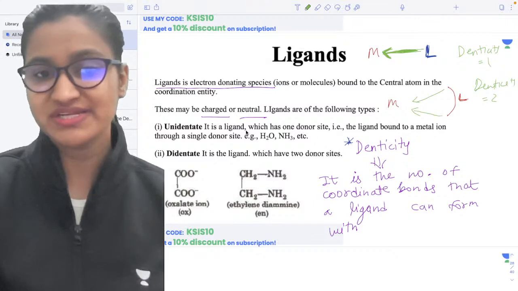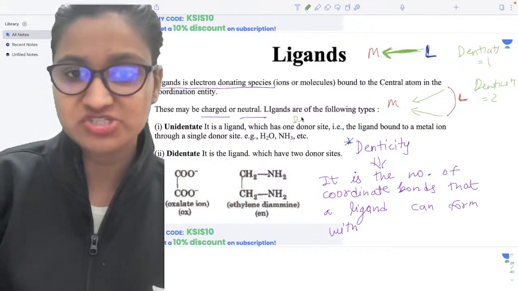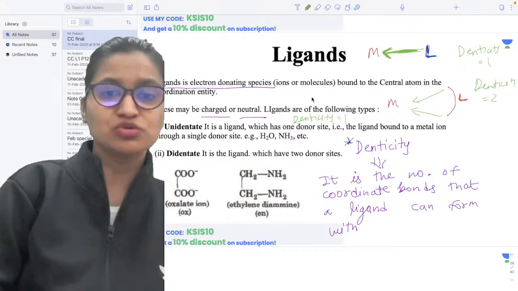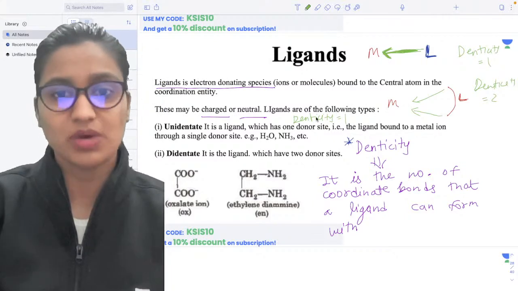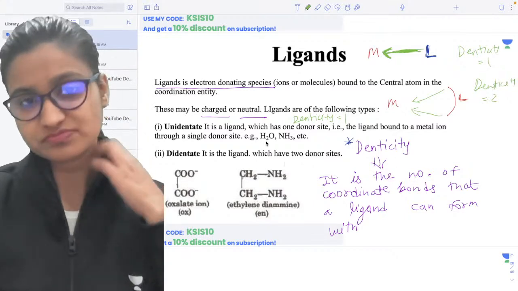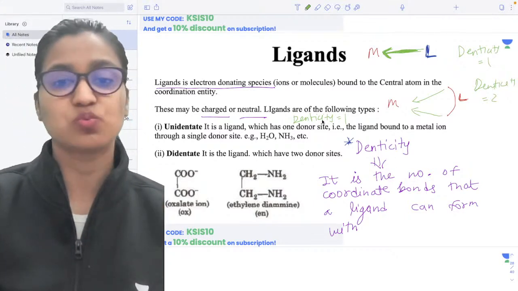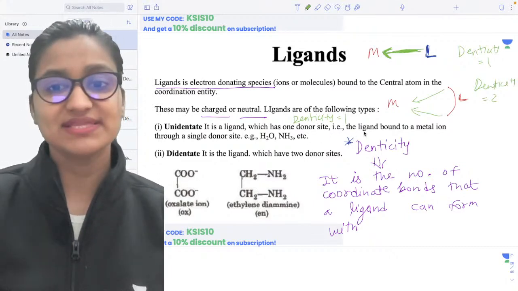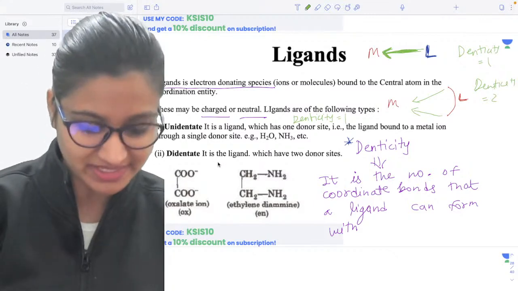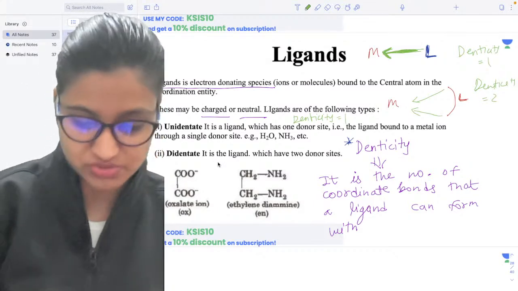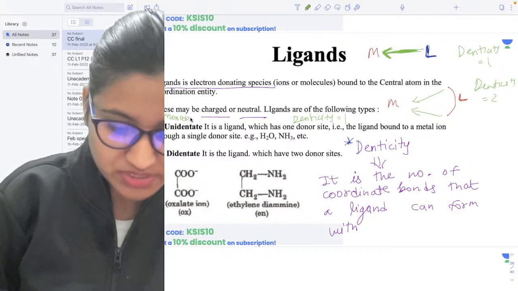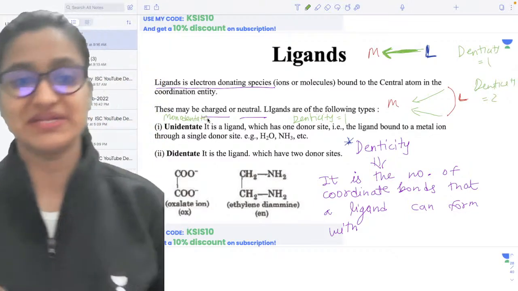So these can be unidentate. Now what are unidentate ligands? Those whose denticity is 1. Those which have denticity equal to 1 are nothing but unidentate ligands. Okay, so yes, it is a ligand which has one donor site, that is, the ligand is bound to a metal ion through a single donor site, right? Unidentate is also called monodentate.